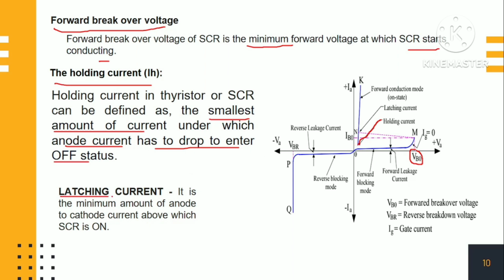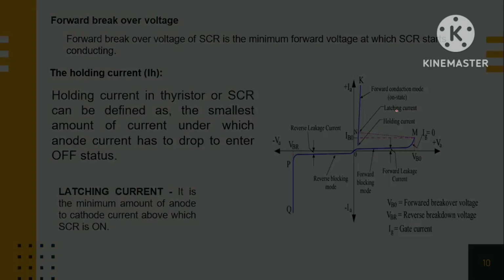And the next one is the latching current. It is the minimum amount of anode current above which only the SCR is on. This is a minimum value of current, and only above this value does the SCR turn on. That is called the latching current. So we must know the three terms: forward breakover voltage, holding current and latching current.